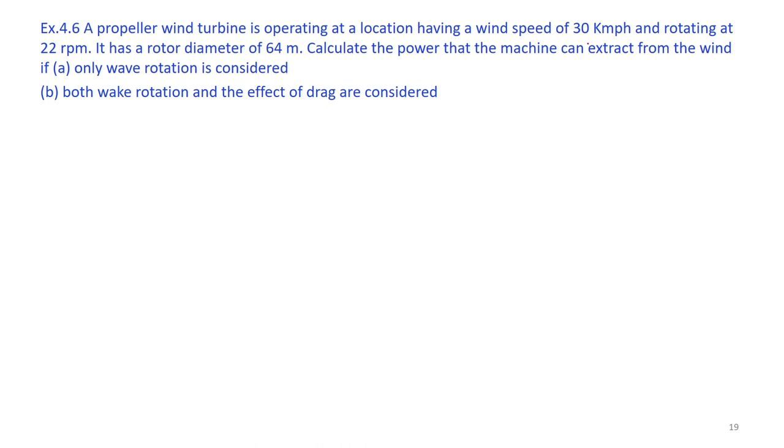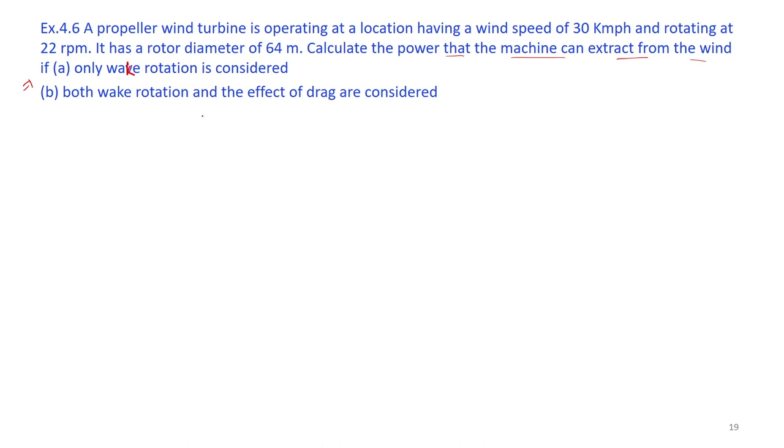Okay. Let us also solve quickly one very interesting problem. A propeller wind turbine is operated at a location having a wind speed of 30 kilometer per hour, rotating at 22 RPM, and it has a rotor diameter of 64 meter. We need to calculate the power that the machine can extract from the wind if, number one, only wake rotation is considered, and number two, both wake rotation and the effect of drag are considered. So, let us first see the parameters given to us.